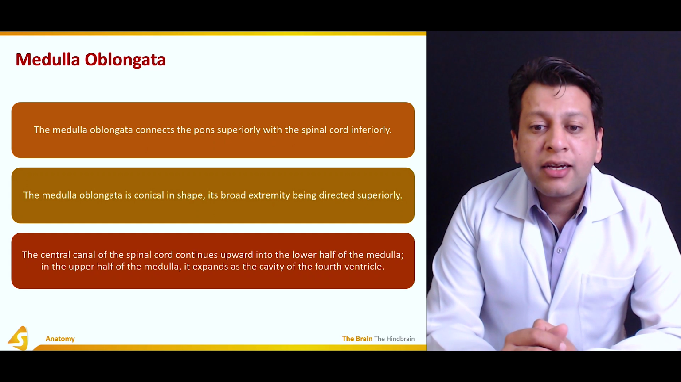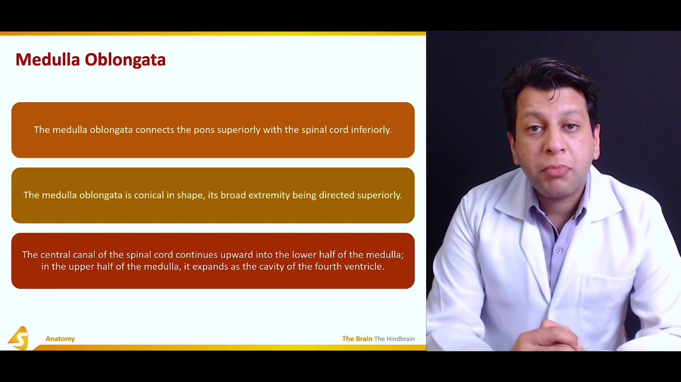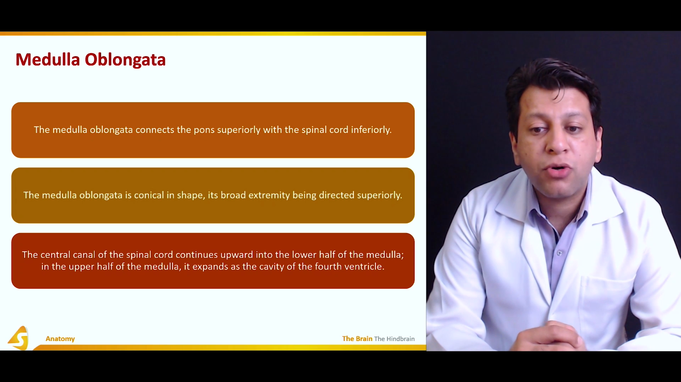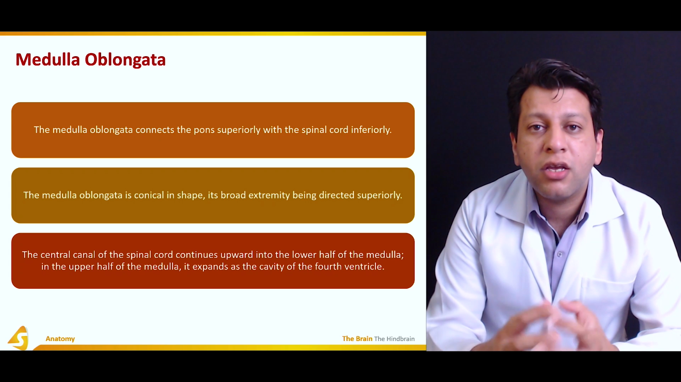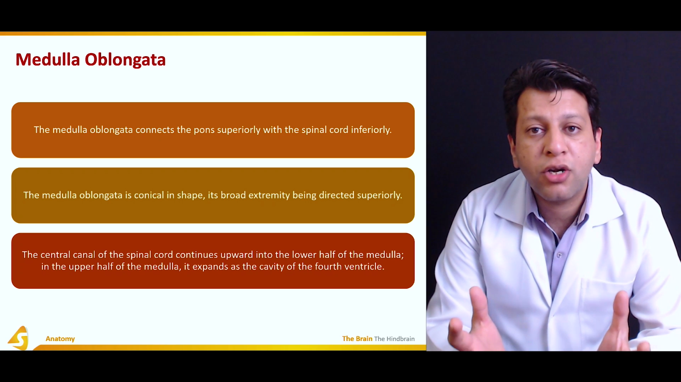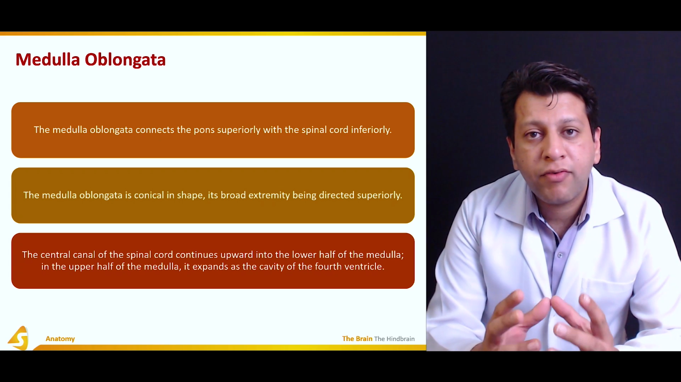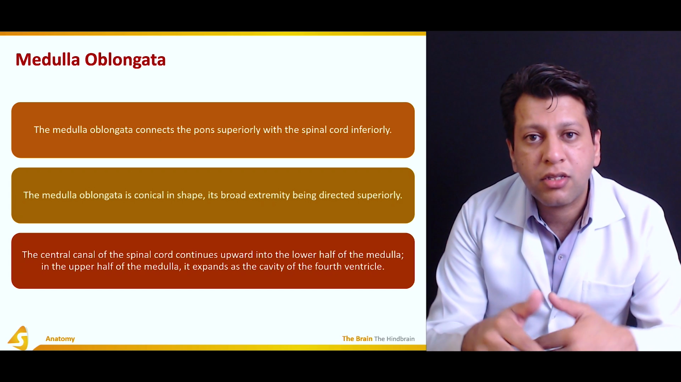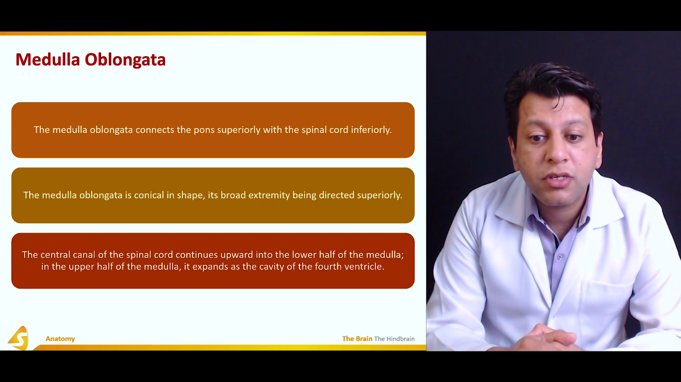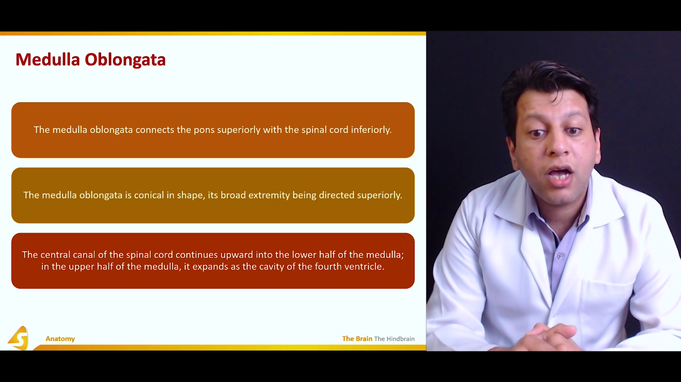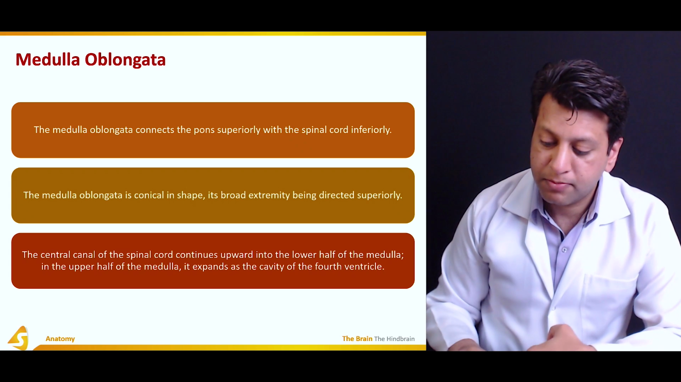The medulla oblongata connects the pons superiorly with the spinal cord inferiorly. The medulla oblongata is of conical shape, its broad extremity being directed superiorly, so it's basically an inverted cone. Instead of having a cone lying like this, it's lying the other way around. The central canal of the spinal cord continues upward in the lower half of the medulla. In the upper half of the medulla, it expands into the cavity of the fourth ventricle.